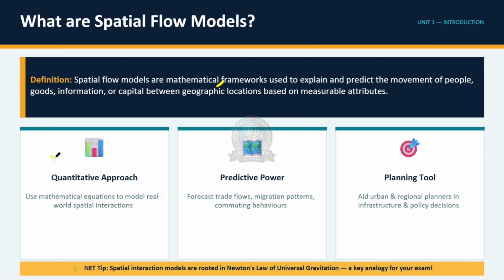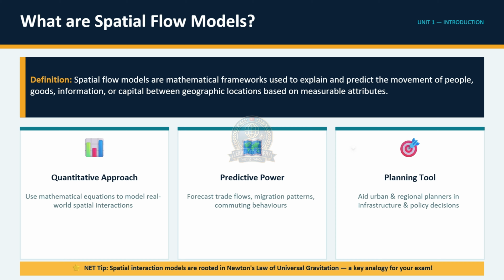Quantitative approach: they use mathematical equations to model real-world spatial interaction. Predictive power: they also forecast trade flows, migration patterns and commuting behaviors. Planning tool: they aid urban and regional planners in infrastructure and policy decisions. Spatial interaction models are rooted in Newton's law of universal gravitation, a key analogy from the UGC NET exam perspective.